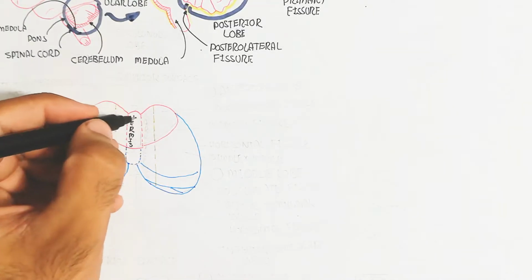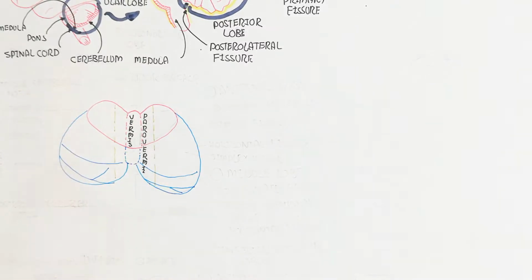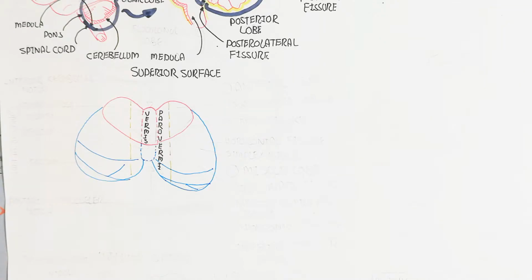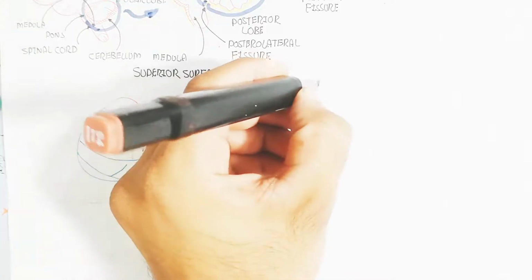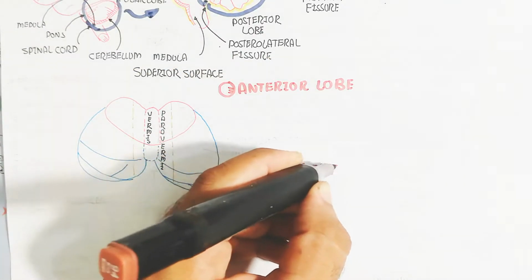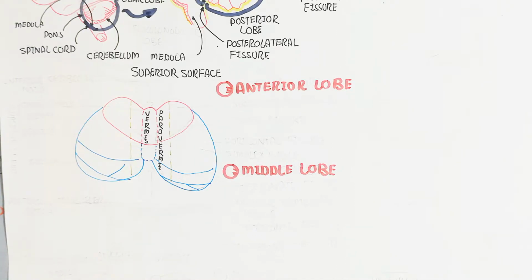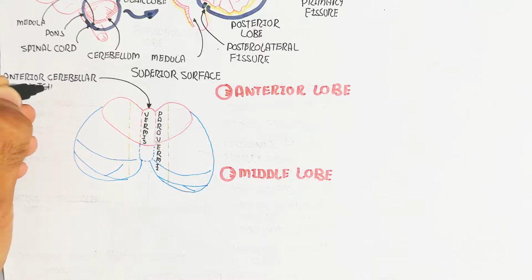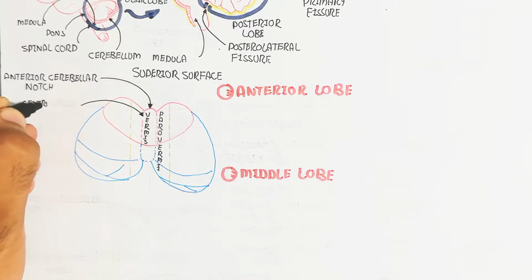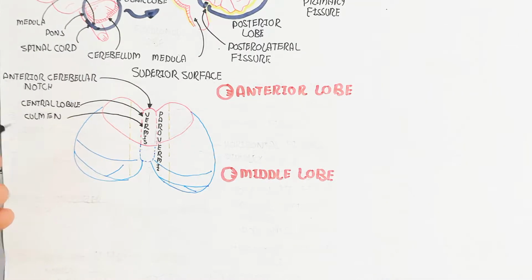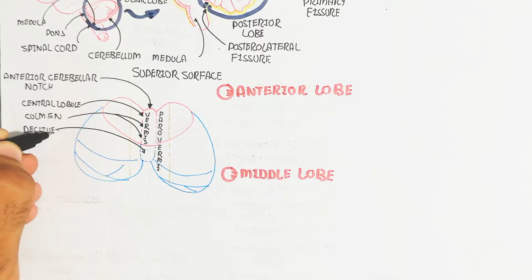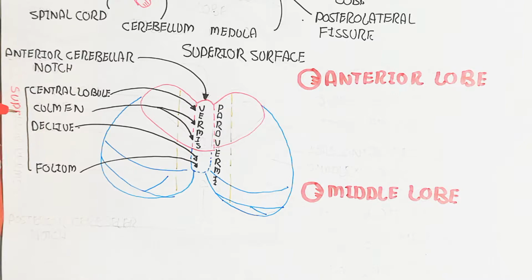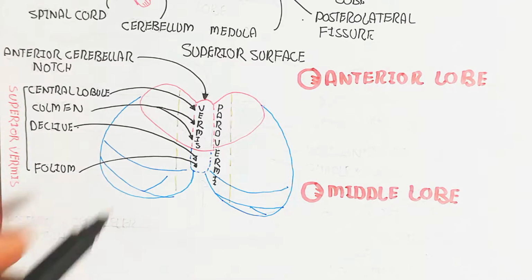This structure contains the vermis in the middle, and this is the superior surface, remember, and this is the paravermis. And this is the anterolateral, and here I am drawing the anterior lobe and the middle lobe. First of all we need to understand the other parts, the superior vermis, basically containing the culmen, declive and folium, these three parts, and the central lobule. Here you can see the central lobule, and this is the anterior cerebellar notch, and this is the culmen, and the central lobule, and the declive and folium, which are part of the superior vermis.